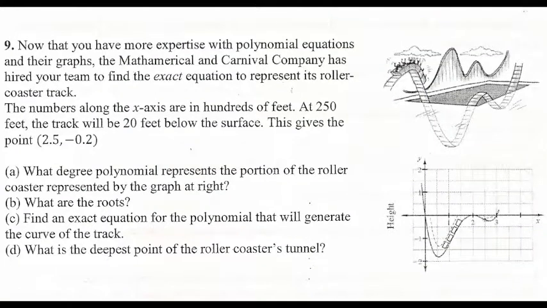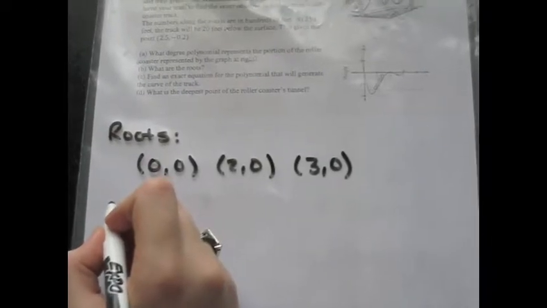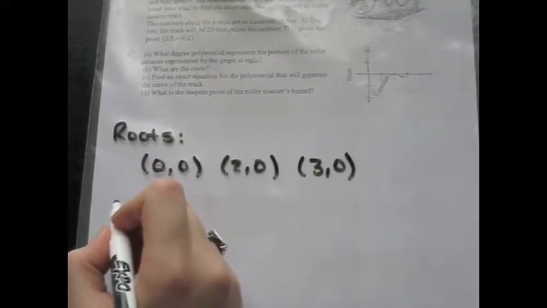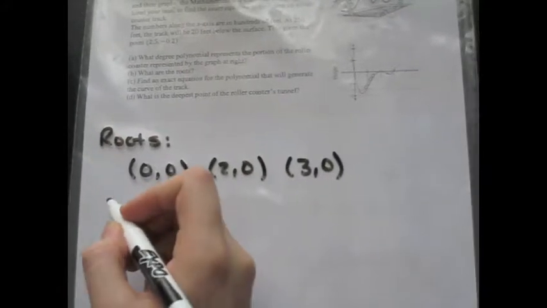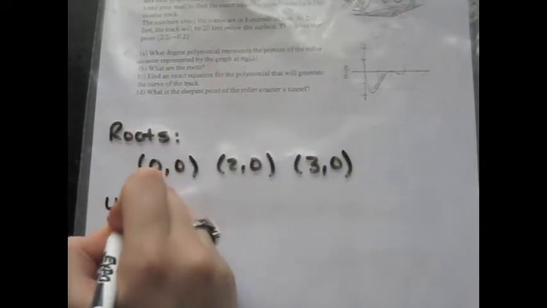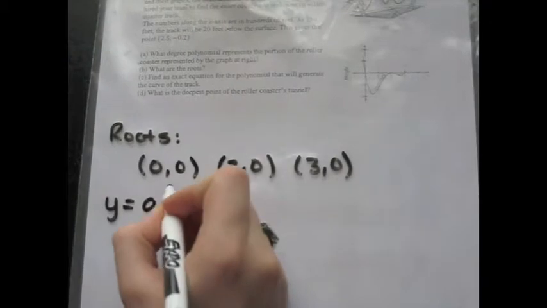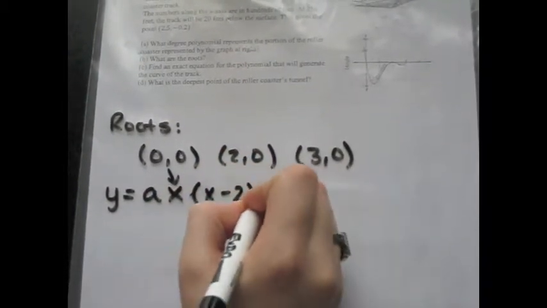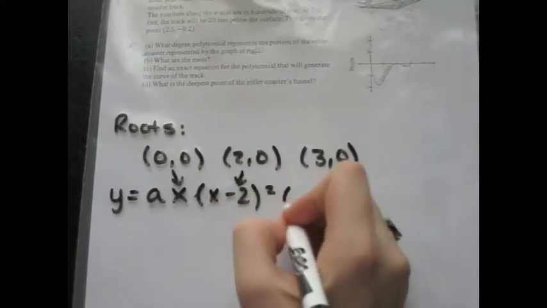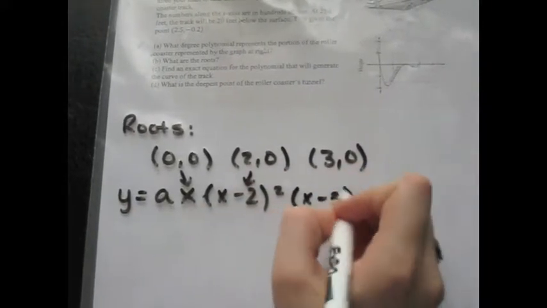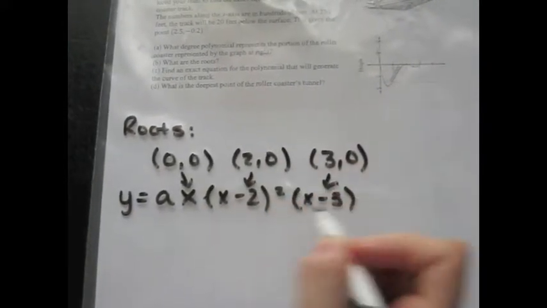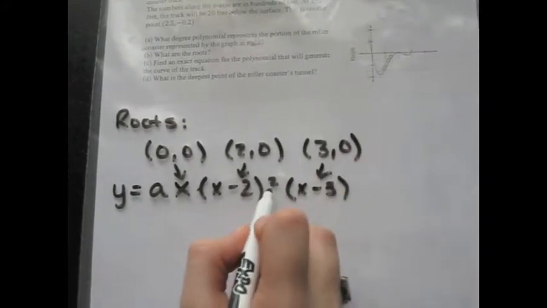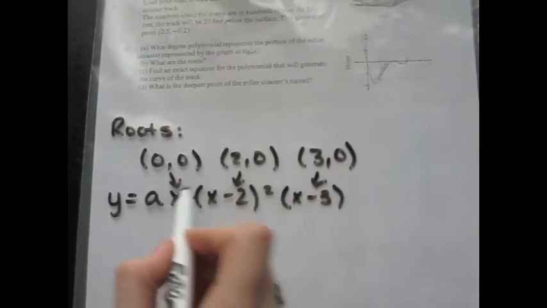C. Find an exact equation for the polynomial that will generate the curve of the track. To find the exact equation, we need to work backwards. Since we know the roots, we know the general equation, y equals a times x times x minus 2 squared times x minus 3. We have assumed that the even multiplicity is 2 and the odd multiplicities are 1.